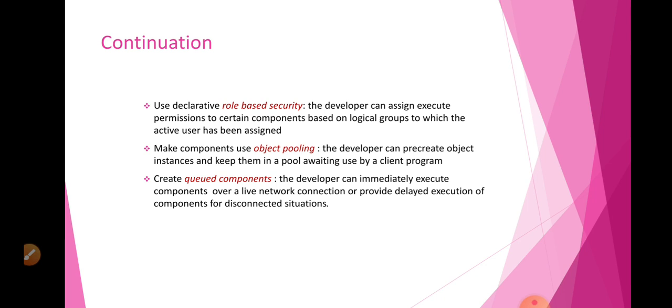Next, create queued components. Queued components means the services or the components are waiting in the queue for acquiring. The developer can immediately execute components over a live network connection or provide delayed execution of components for disconnected situations. If there is a live network connection, the components are executed automatically one by one. If there is a disconnected situation, all the components wait in the queue until there is a live network connection.